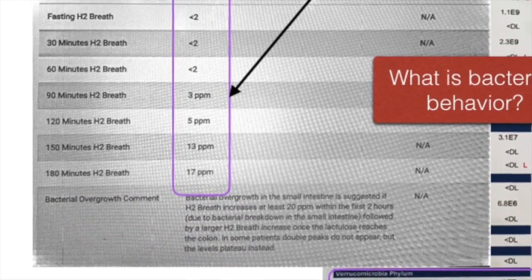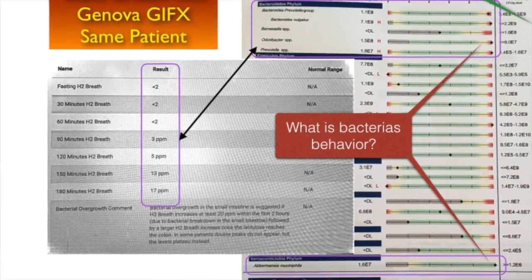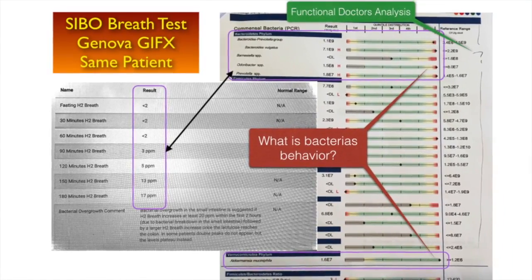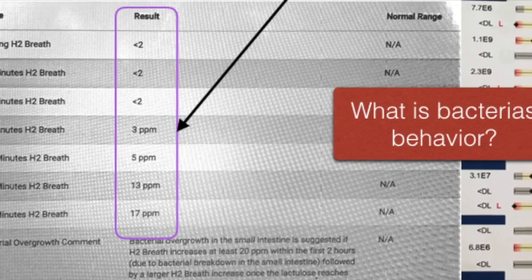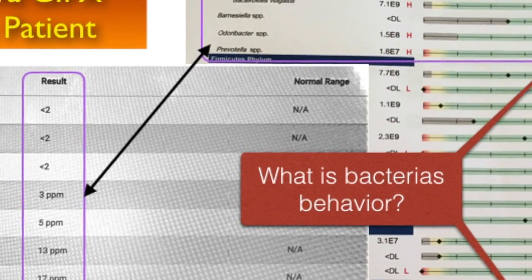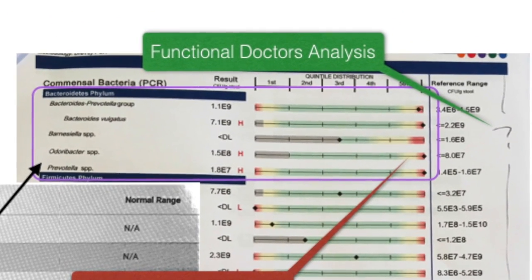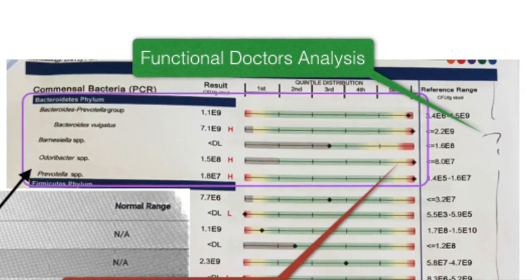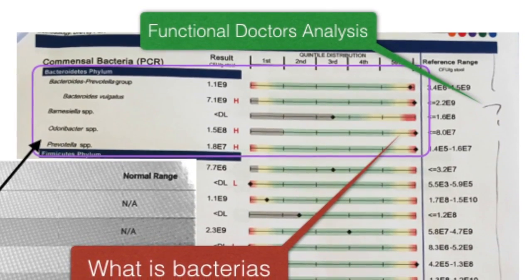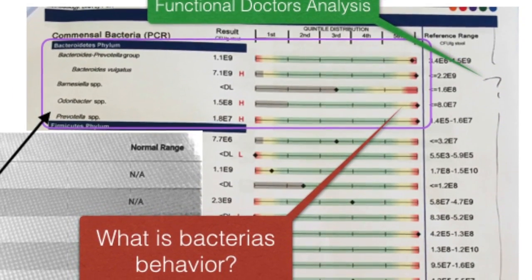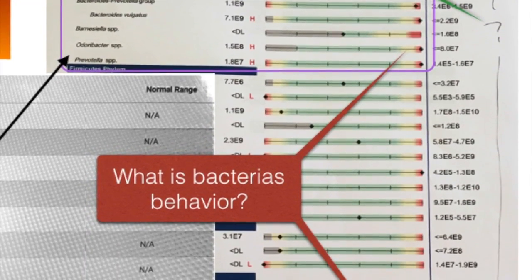For example, here you see the results of a SIBO breath test and the Genova GIFX for the same patient. The results for the SIBO breath test are negative, but the GIFX test shows several species in the high 5th quintile range. This leaves the impression that it must not be a bacterial problem if the SIBO breath test is the only test that is used. However, the patient is still having symptoms.